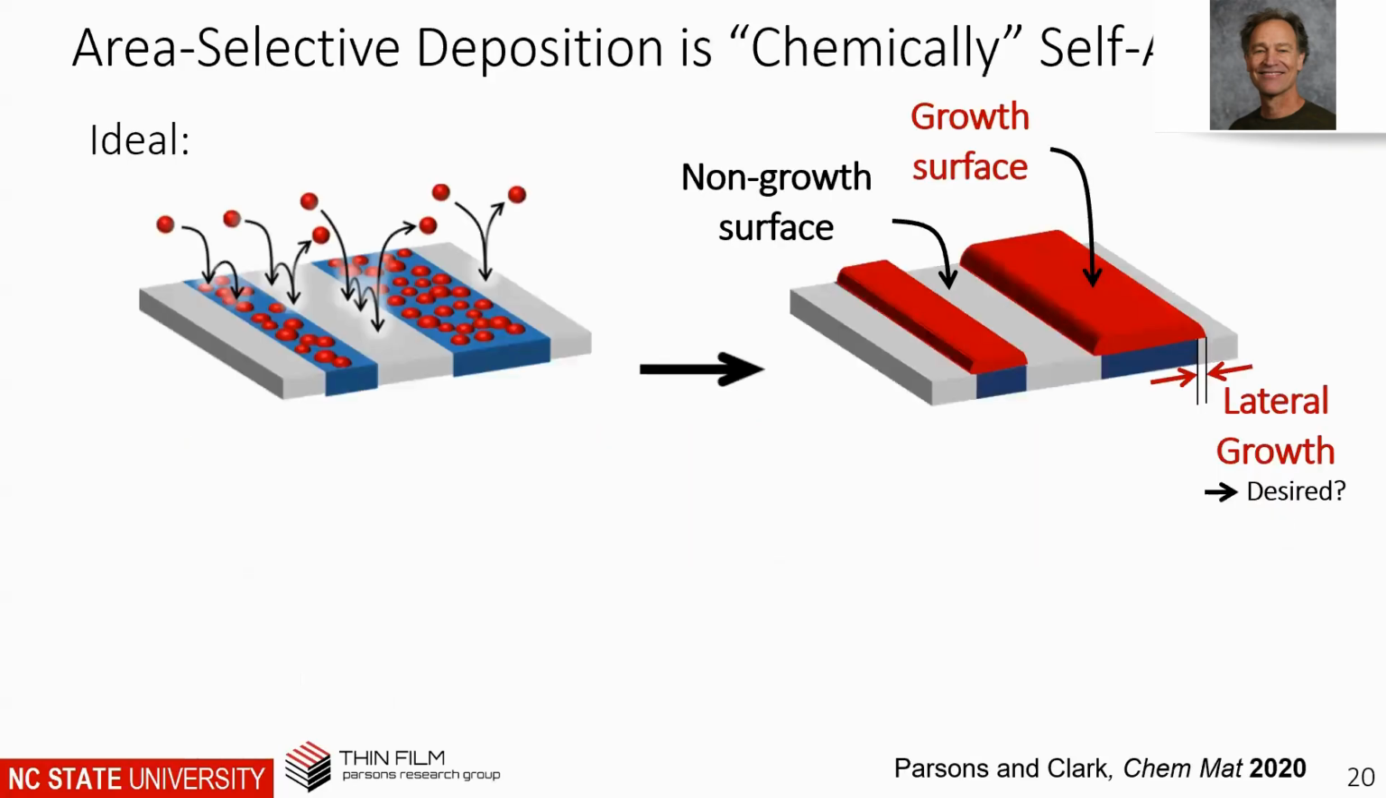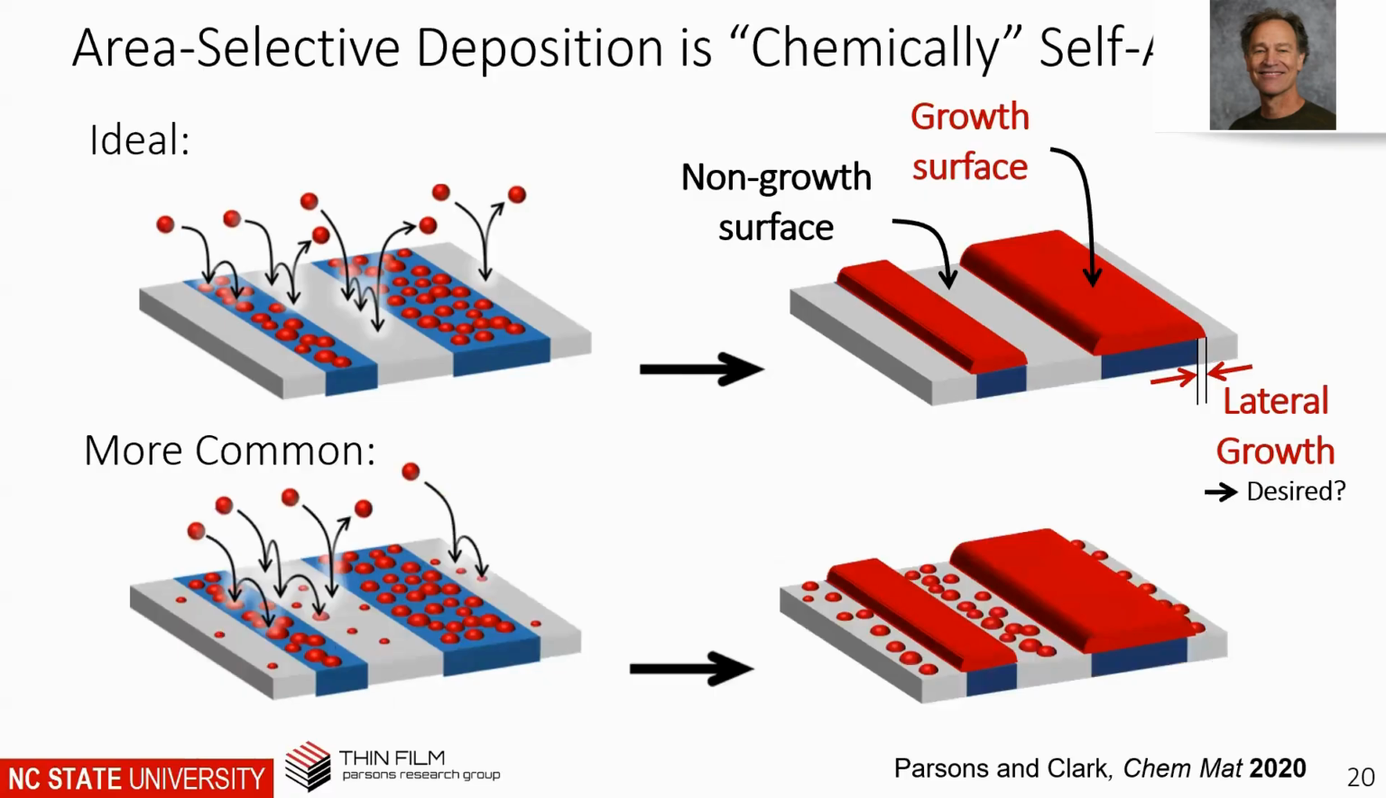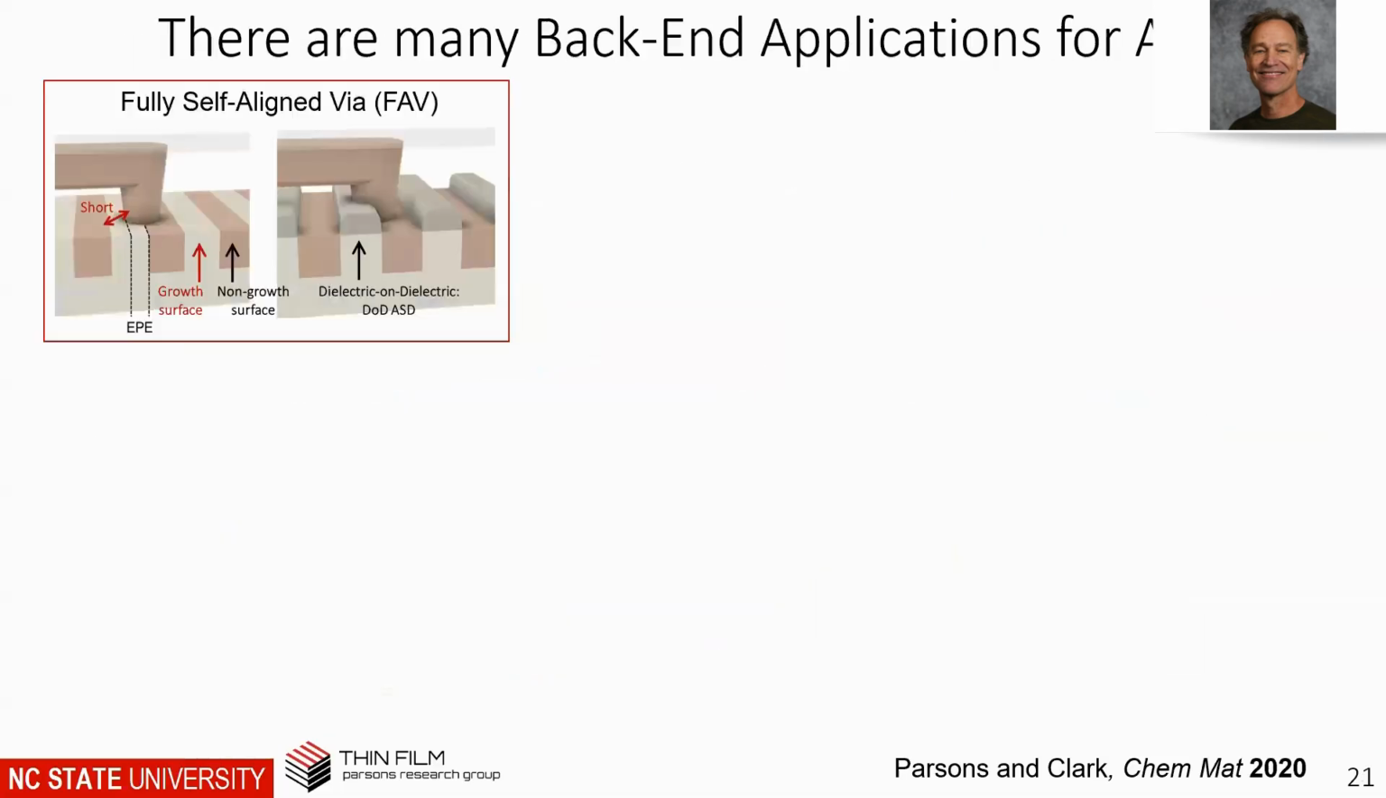Okay, so how do you do this? What we do is, ideally, you would have some chemistry going on, and it would react in some places and not in others. Well, that's nice, but in fact, it doesn't really happen that way. What we end up with is a film where we want it, and usually some junk. And this junk can cause a problem. So we have to avoid that stuff.